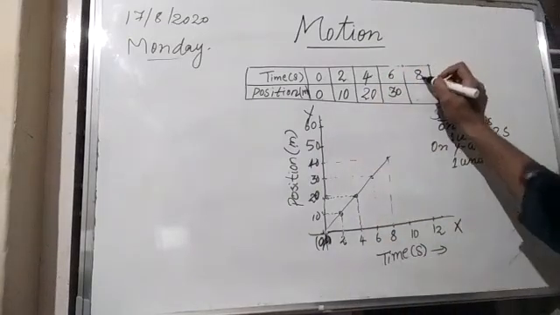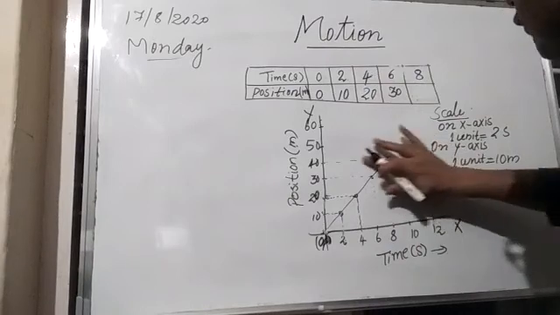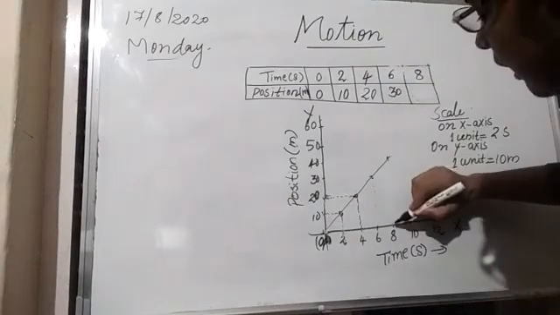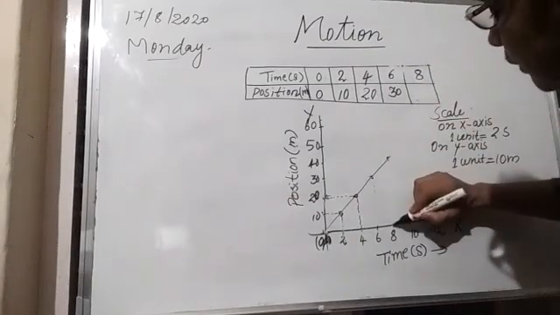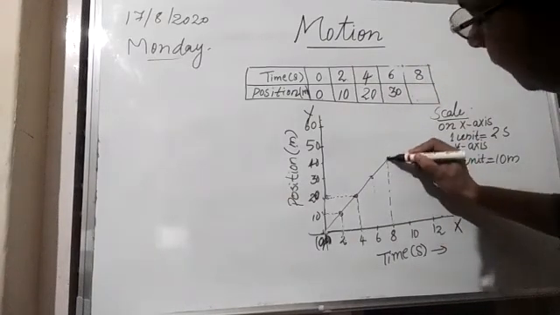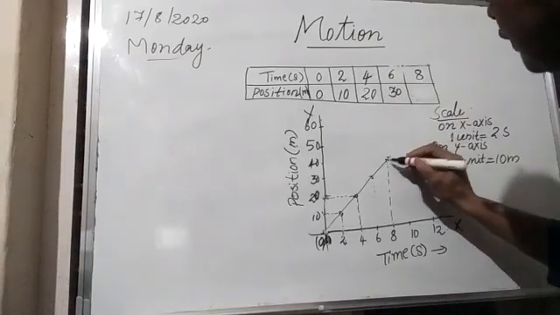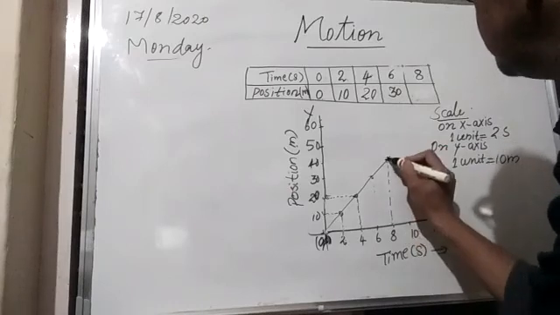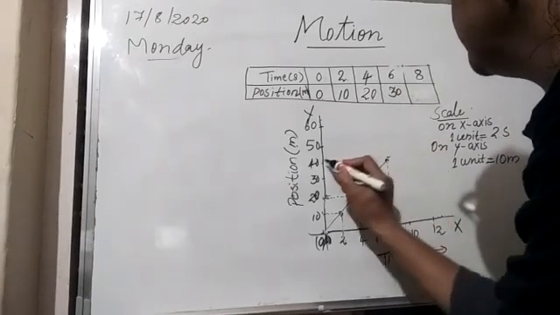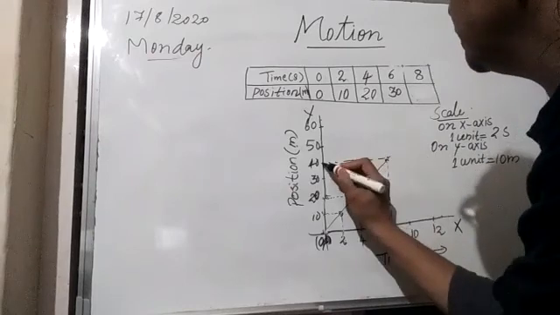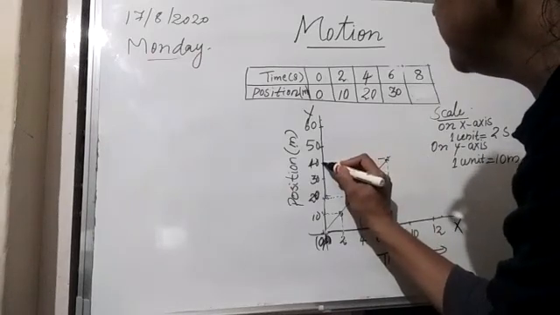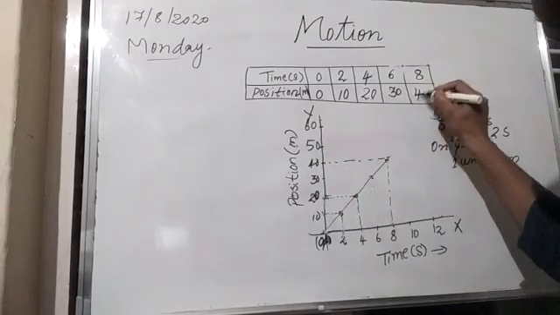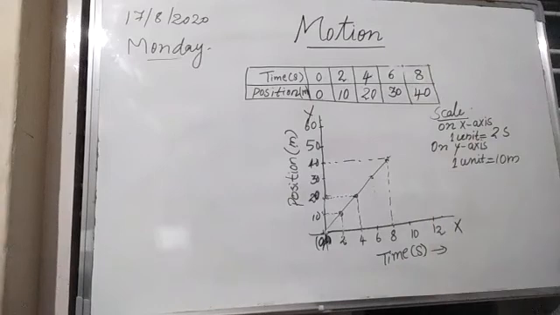Okay. And at 8 seconds, how to find it? If the graph is given and the position is not mentioned clearly, then for 8 seconds, go straight up. Here I got the point, isn't it? And from here, where the perpendicular to the x-axis meets the graph, from there draw a perpendicular to the y-axis. Here it meets the y-axis at 40. So that is the position of the object at 8 seconds.